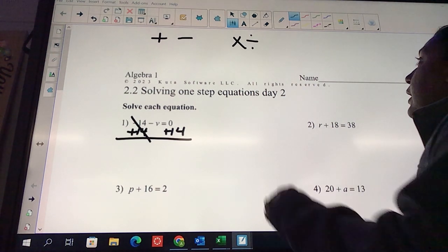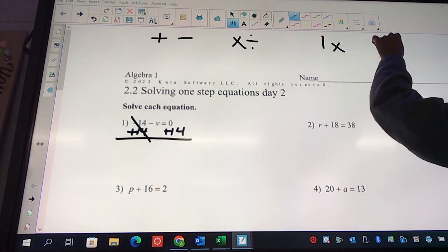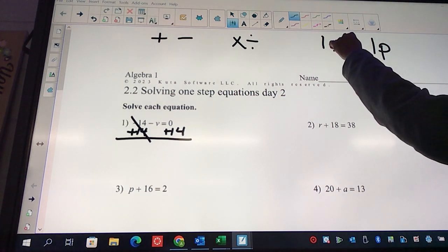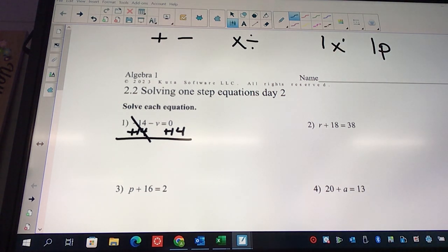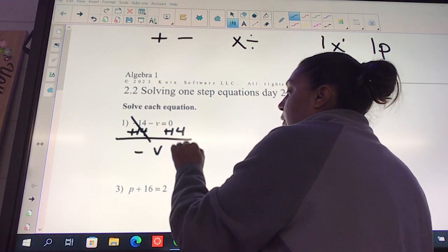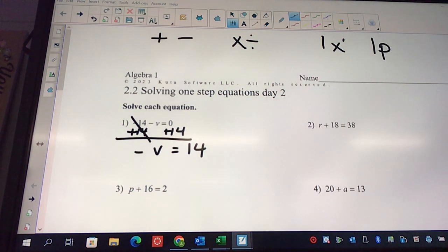So if you have an X, there's really a 1 in front of that. If you have a P, there's really a 1 in front of that. And eventually you'll see that it also has a power of 1. But we don't put them because it's just kind of given. Okay, so this is really negative V equals 14, because 0 plus 14 is 14, but there's really a 1 in front of that.